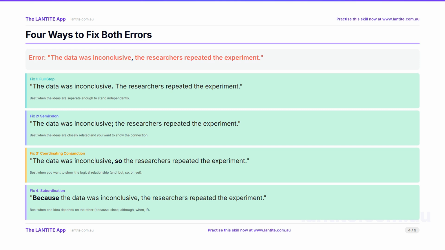Fix 2. Use a semicolon. The data was inconclusive; the researchers repeated the experiment. This is best when the ideas are closely related and you want to show the connection without a full break.